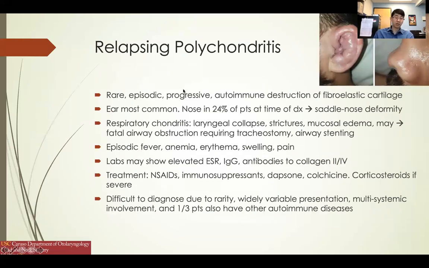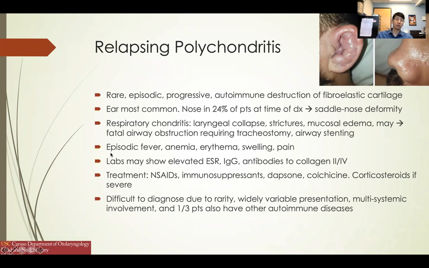So relapsing polychondritis is rare and it's difficult to diagnose, partly because it's rare, it's a widely variable presentation, and there are many systems involved, and about a third of the patients also have other autoimmune diseases. It is an episodic progressive autoimmune destruction of fibroelastic cartilage, with the ear being the most common. The nose is involved in about a quarter of patients at the time of diagnosis, which can lead to saddle nose deformity, which we're seeing here. Respiratory chondritis can be devastating with laryngeal collapse, strictures, mucosal edema, webbing. You can end up with fatal airway obstruction that requires trach or airway stenting.